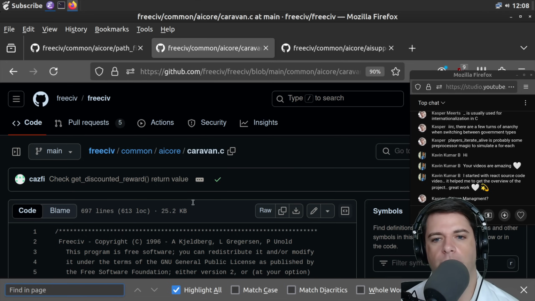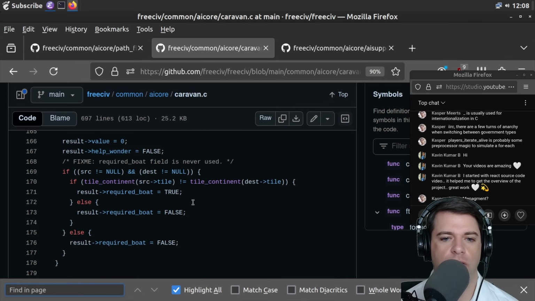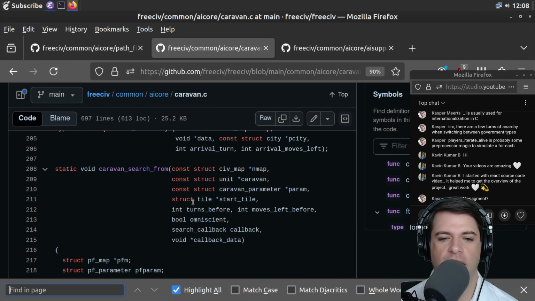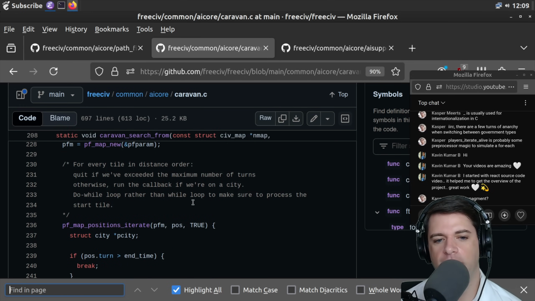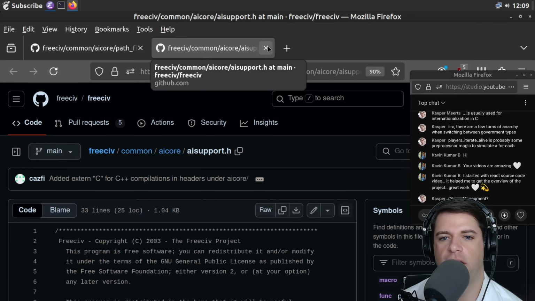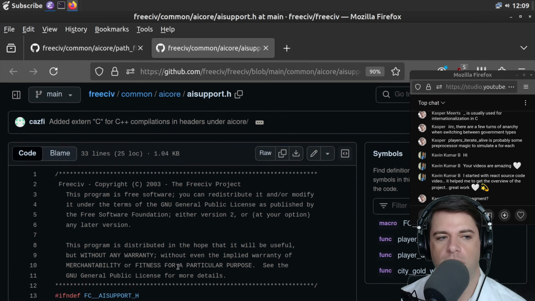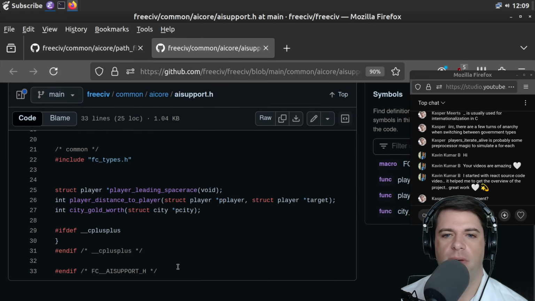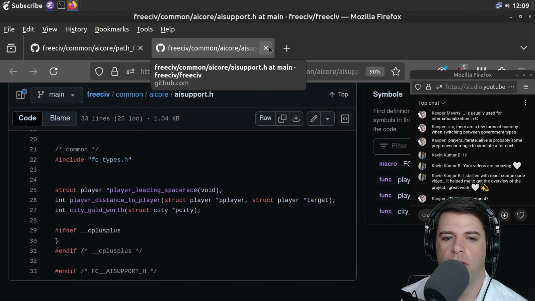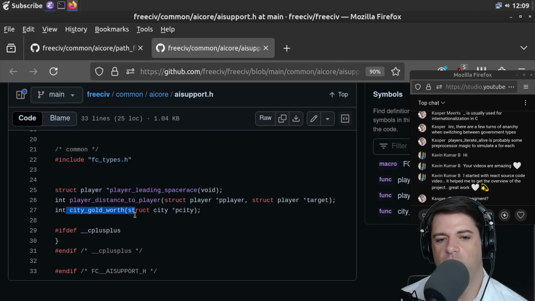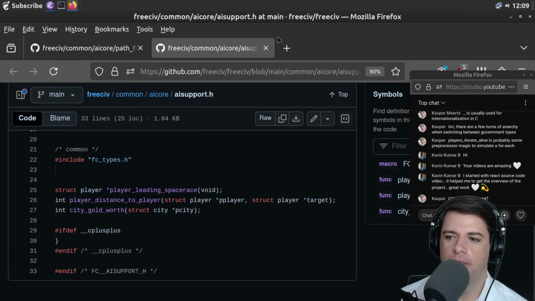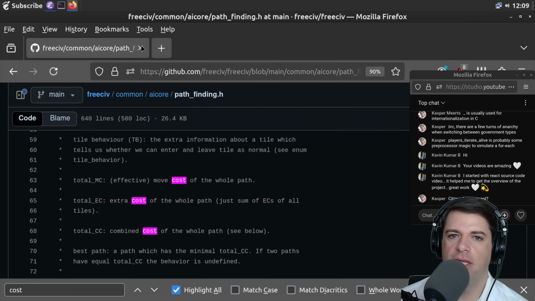Yeah. So this is cool. These look like interesting AI algorithm implementations that are kind of classic. And if you're interested in that sort of thing, I think this is a good place to look. And then I think that's about it. This AI support, which is just like, what? Like City Goldworth? Stuff that's not as cool. All right, I think that's it for Freeciv.